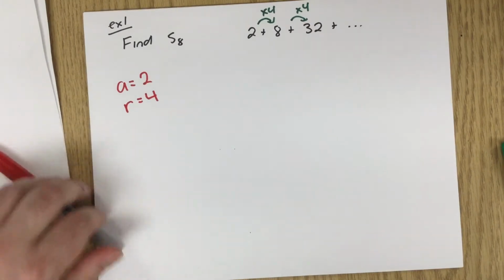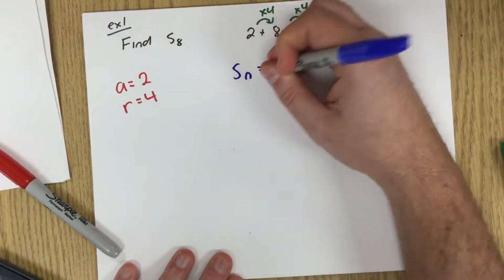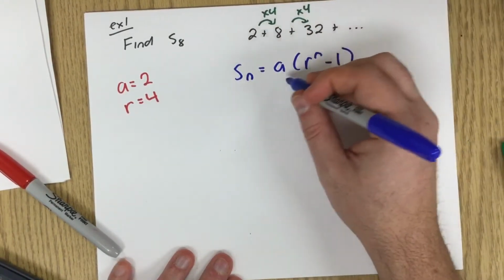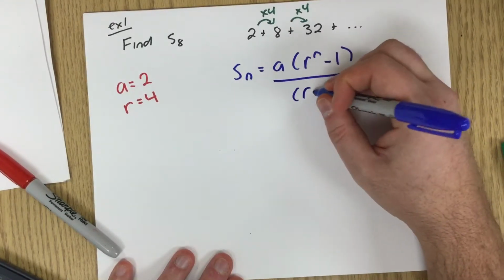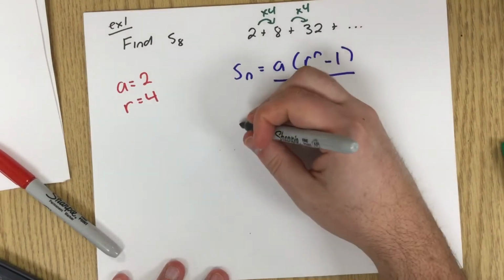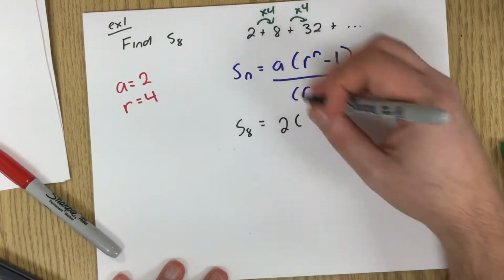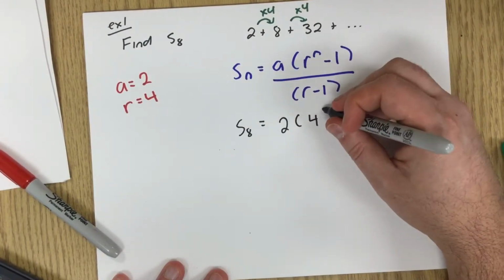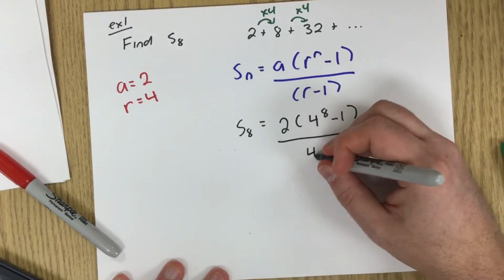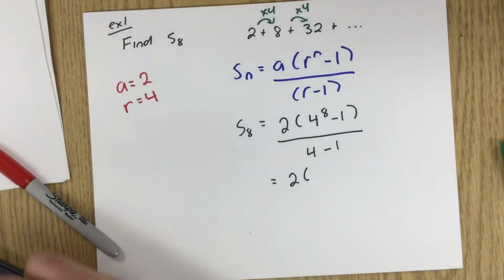So then we have our formula, which is that the sum of the first n terms is going to be a(r^n - 1) all divided by r - 1. So the sum of the first 8 terms is going to be 2(4^8 - 1) over, and the ratio is 4 - 1. This might be a fairly large number.